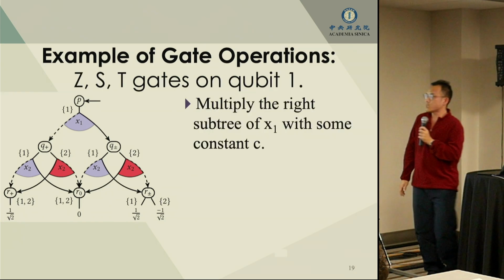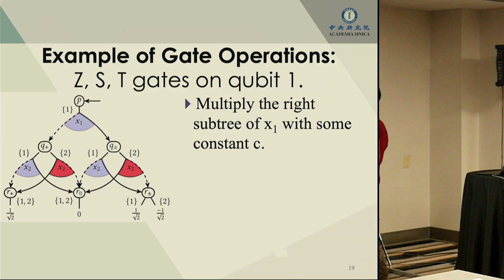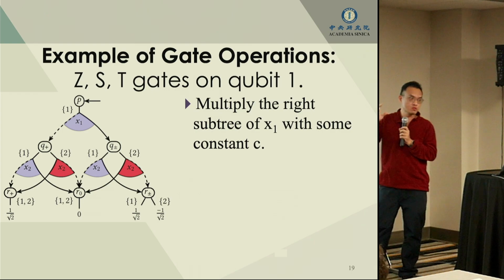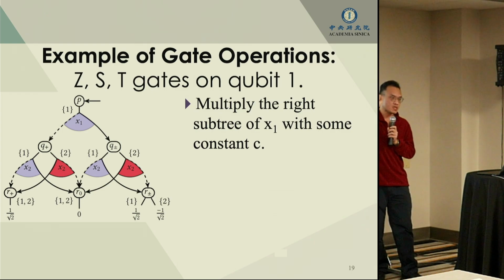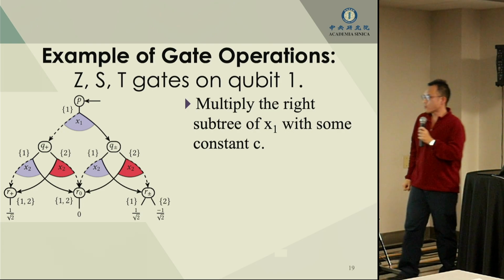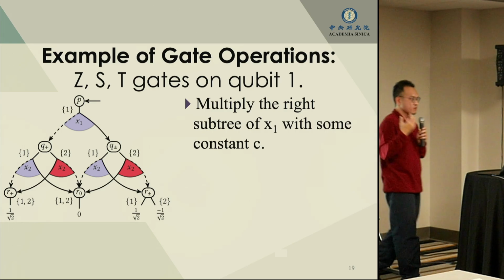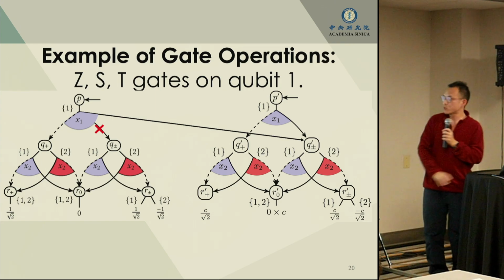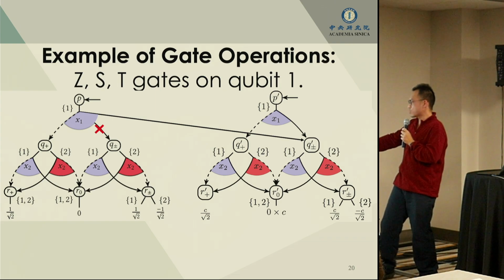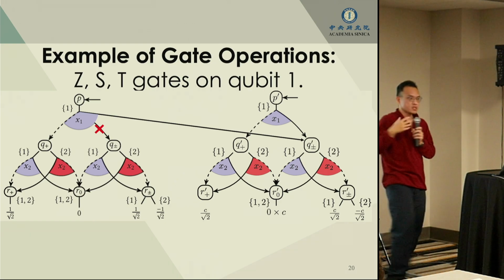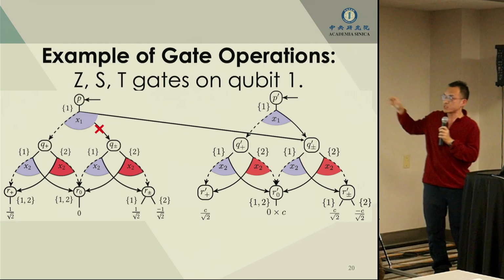For the Z, S, T gates, these are rotation gates. What they need to do is to multiply the right subtree with a constant value. We cannot directly update the amplitude value here, because this amplitude value may be shared by different trees. Maybe this is the right amplitude of some states, but it is the left amplitude of other states. So our algorithm needs to duplicate the structure. In the duplicated structure, we multiply everybody with C, and then we rewire the right tree to the duplicated one. This is our algorithm for this kind of Z, S, T gate.